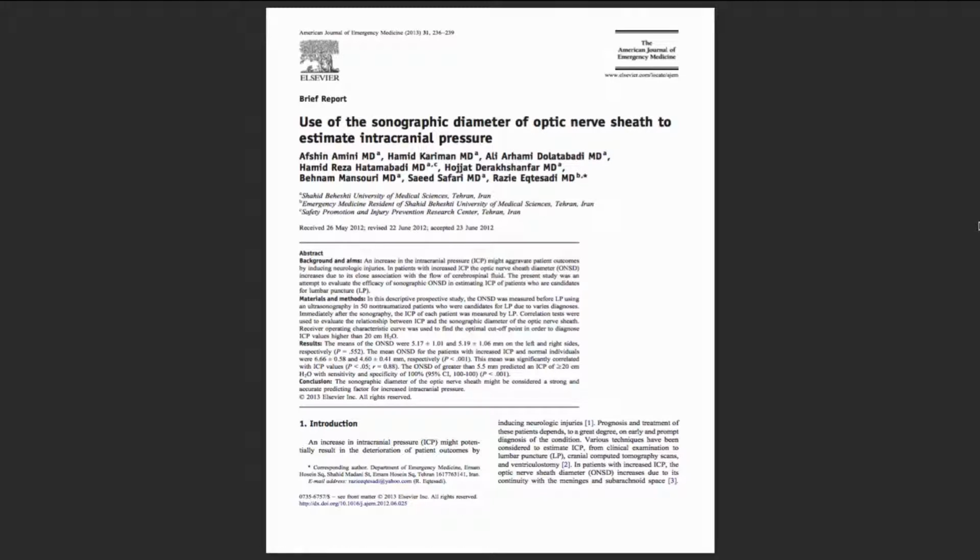So what this paper was trying to address was that increased ICP can result in neurologic injuries that really need to be promptly diagnosed and treated. And so they wanted to evaluate, because with current methods, you may have methods clinically that might not be accurate, ways to measure it that might include lots of radiation, or there may be methods that are really invasive that we're trying to minimize. So the objective was whether the efficacy of sonographic, I'll call it ONSD from now on, optic nerve sheath diameter, whether sonographic ONSD is useful in estimating ICP through comparisons with lumbar puncture findings.